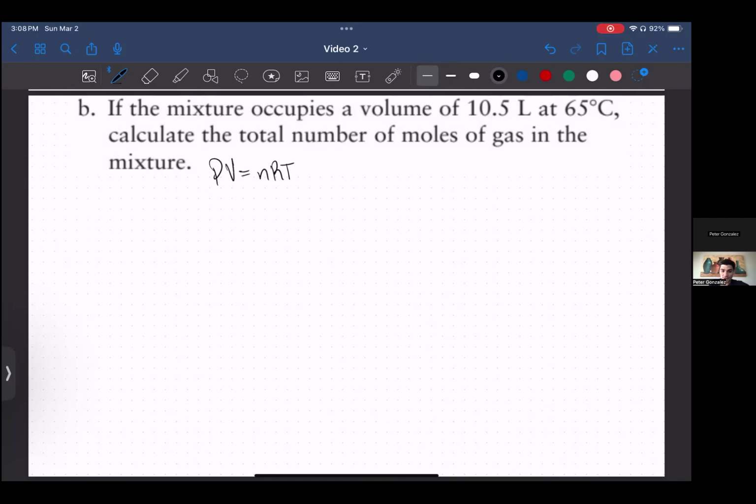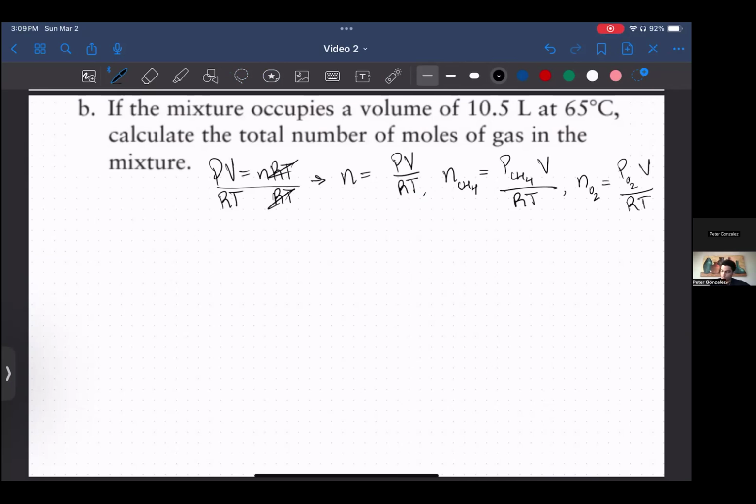And we need to figure out what the n is. So we're going to divide by RT on both sides, and we're going to find that the moles should be equal to pressure times volume divided by RT. So we can say that the moles of CH4 is going to be equal to the pressure of CH4 times the volume of the whole system divided by RT, and that the moles of O2 will be equal to the pressure of O2 times the volume divided by RT.